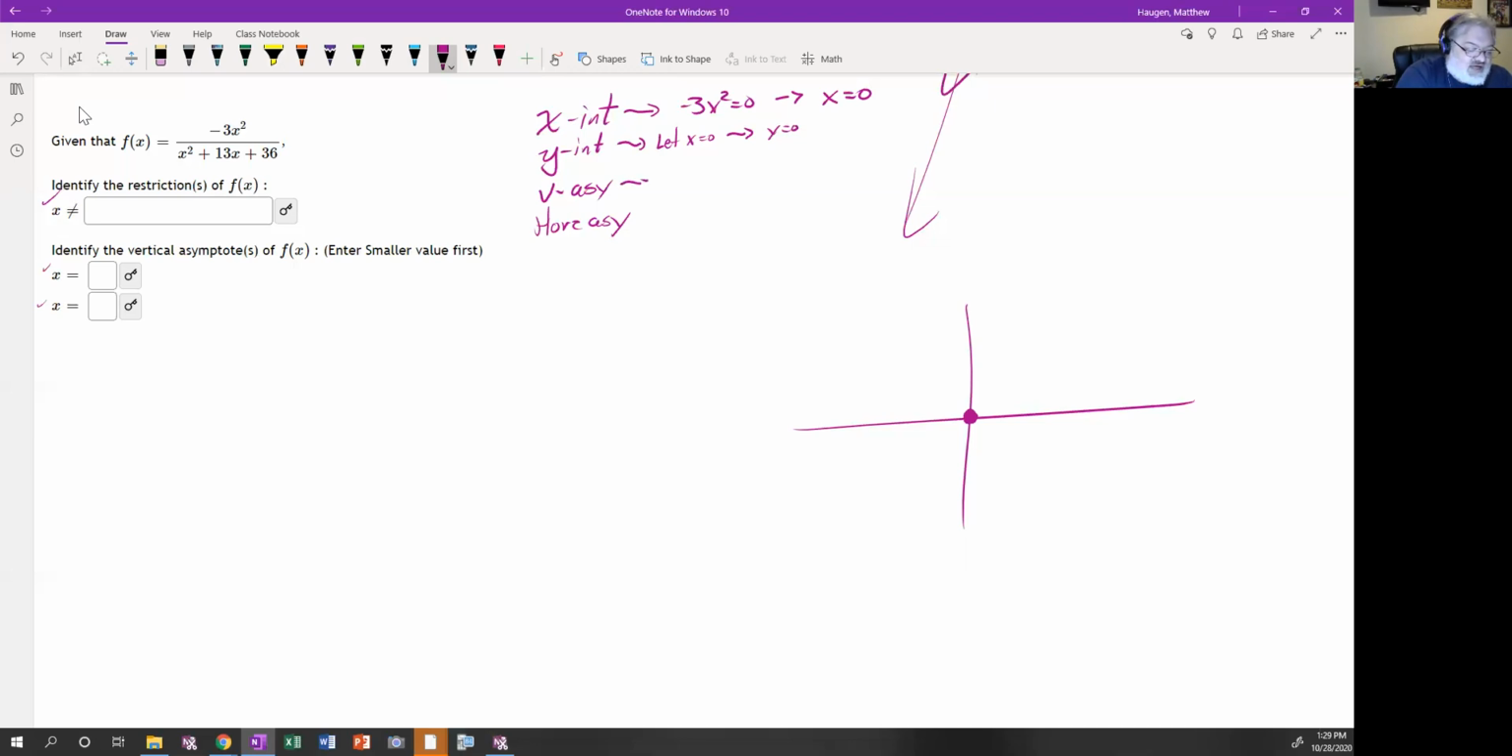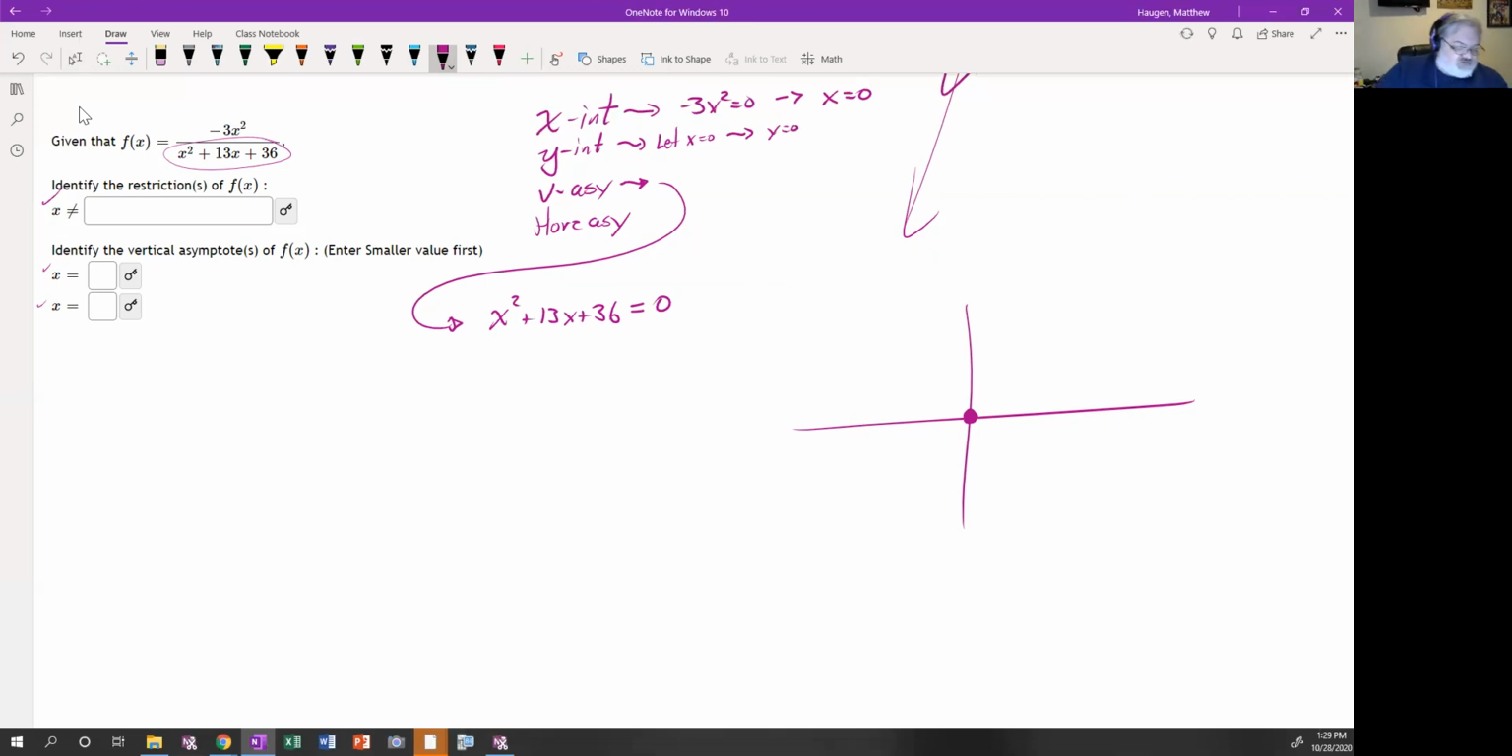So for vertical asymptotes, they happen where there are domain restrictions, because they happen where the denominator is equal to 0. So that's why this question is asking, hey, what are our restrictions? So our restrictions, where does our domain freak out? It freaks out when the denominator is equal to 0.